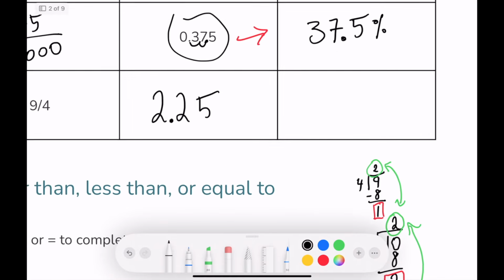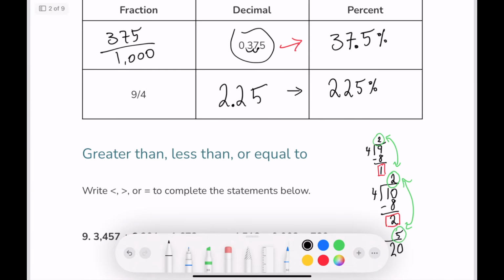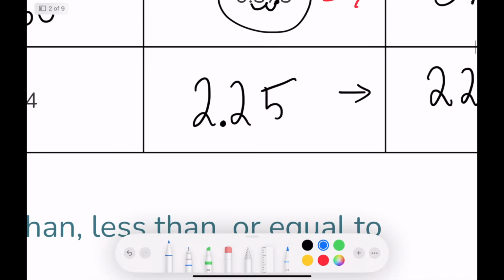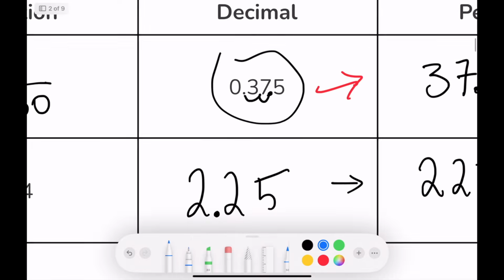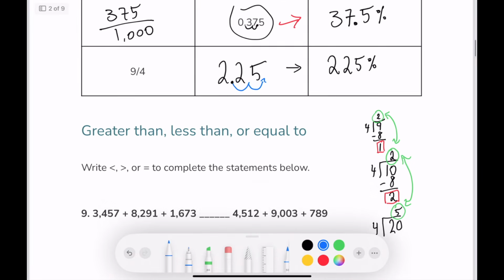Now, the percent, once you get this decimal, really simple, 225%. Is that what you got too? Nice. Remember that we discussed this earlier in the first one. When converting a decimal to a percent, you just multiply it by 100, or you move the decimal to the right 2 times.